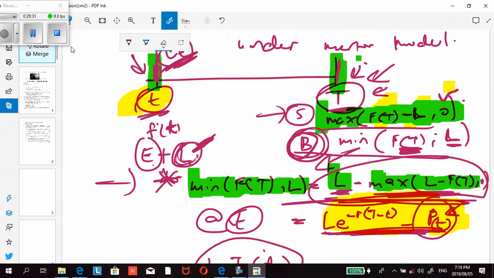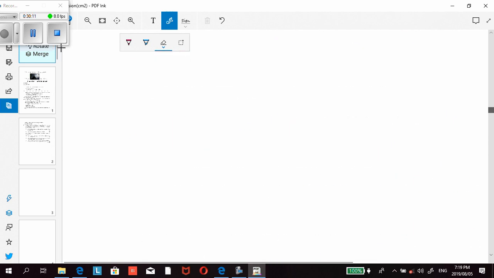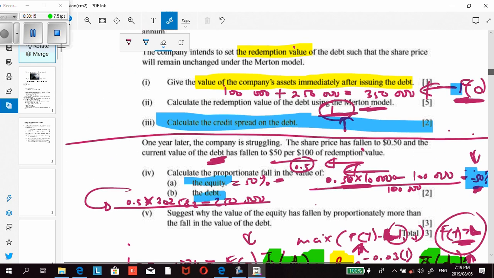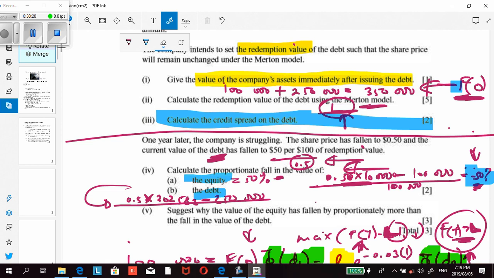So if you look carefully here, you will see that the debt ranks above the equity on the company's default. You can see that the bondholders will always get something, will either get F of T or L. So they will always get something, whereas the shareholders might get nothing. So might go away with zero. The bondholders will always receive something at maturity. They may even receive the whole value of the company. So that is the valid reason as to why the value of equity has fallen by proportionately more than the fall in the value of debt. That is because the debt ranks above equity. The bondholders will always get something on maturity.